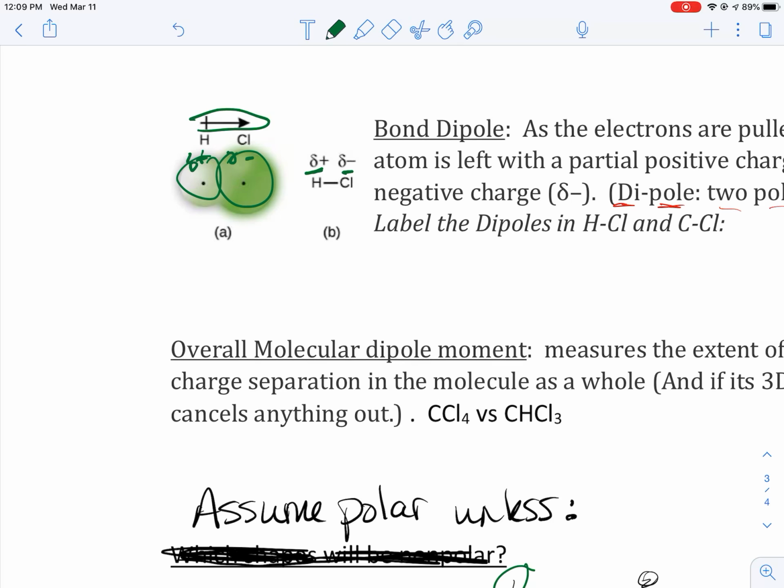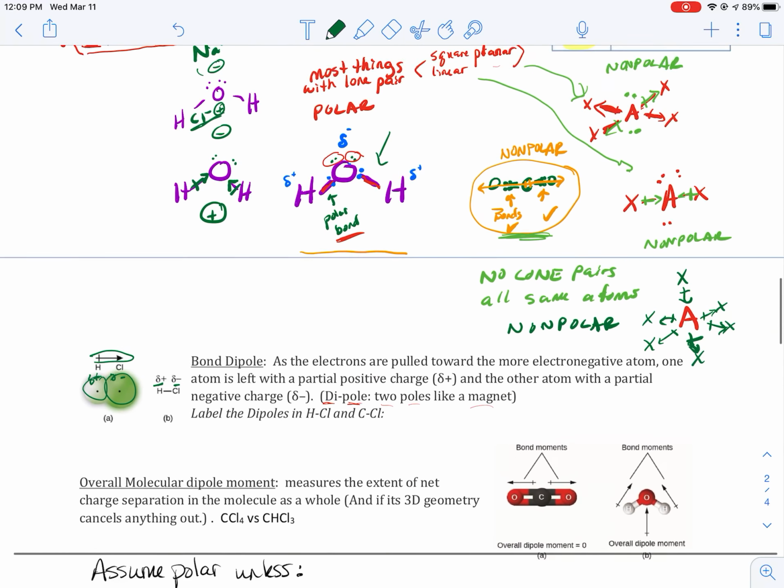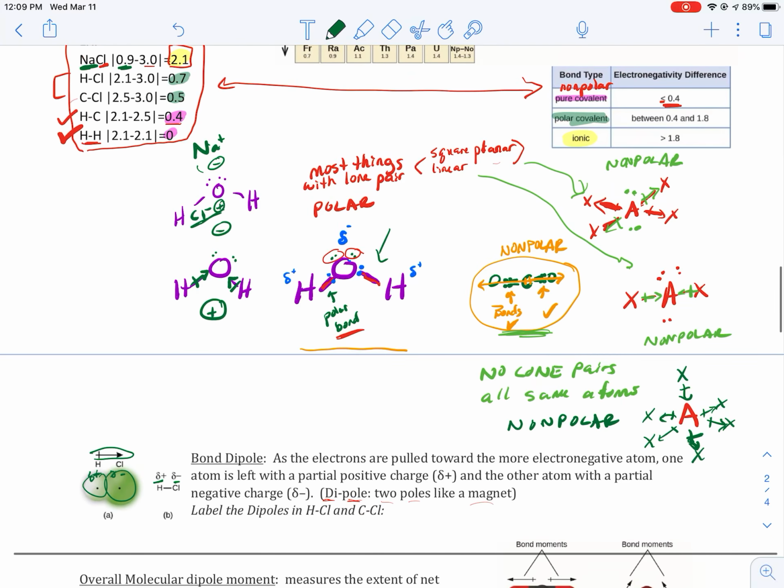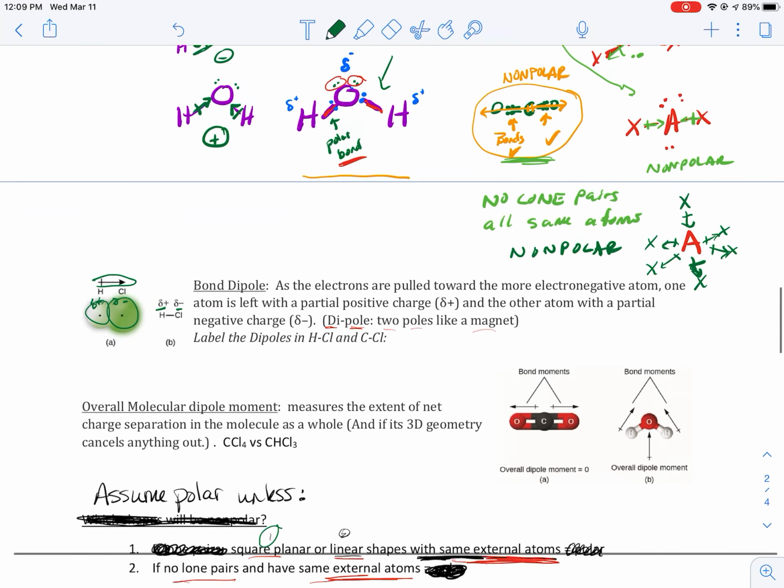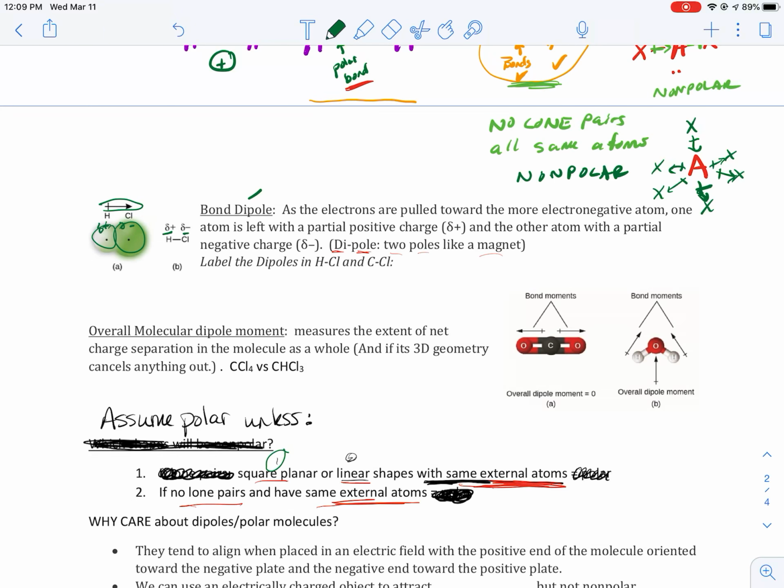Most bonds, if they are different elements, will have a dipole. But remember, if their difference is under 0.4, then it's not considered having a dipole, which means you don't have any polar bonds. So a bond dipole means that you have a polar bond, but it does not mean that your molecule is polar. Different things.